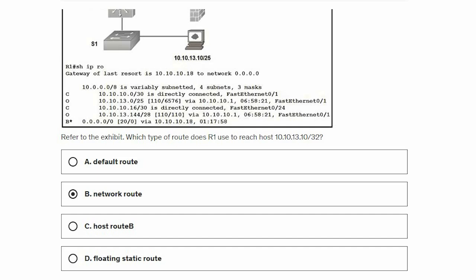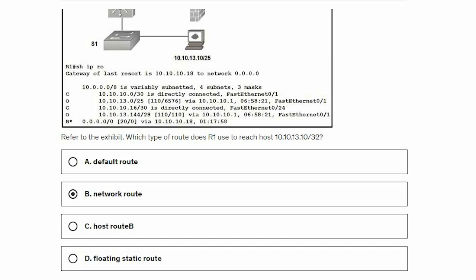Answer number 3, host route, which is the wrong answer. Host routes are used to reach a specific host within a network. In this case, R1 is using a network route to reach host 10.10.13.10/32, not a host route.